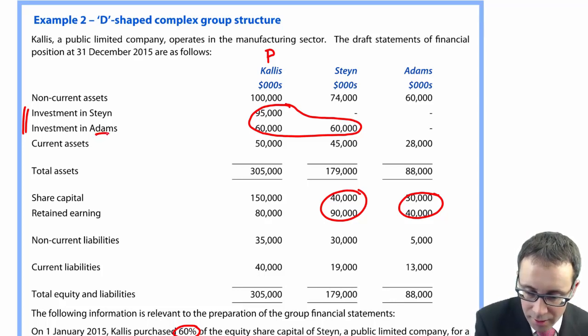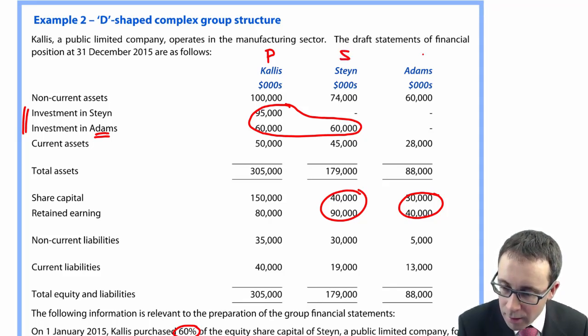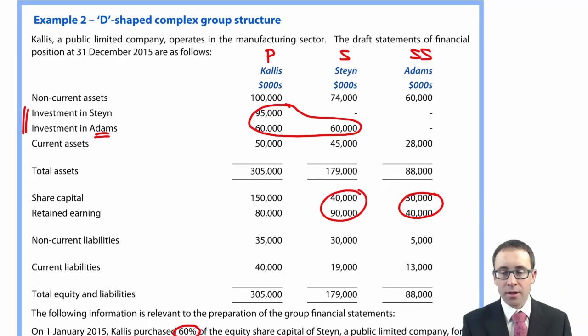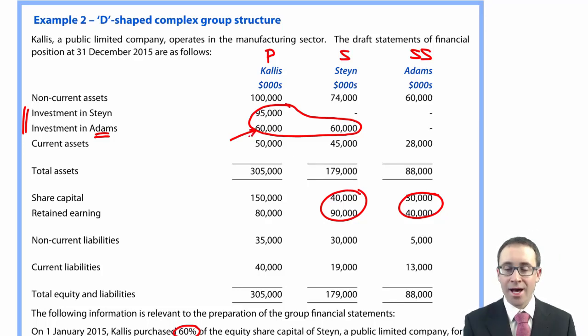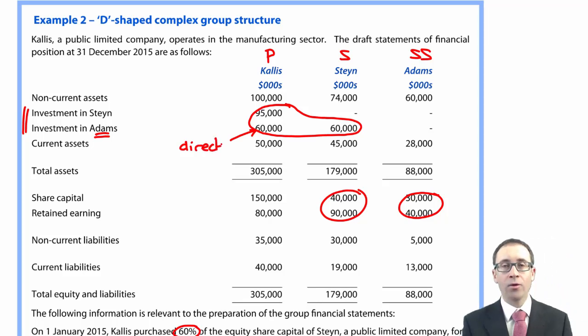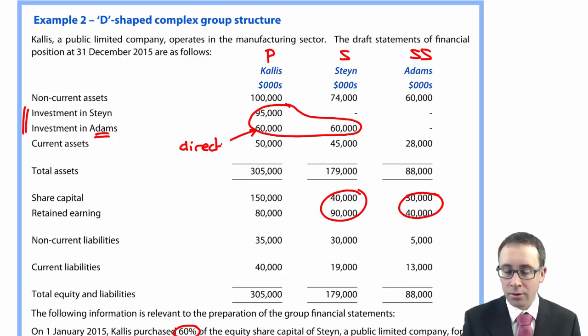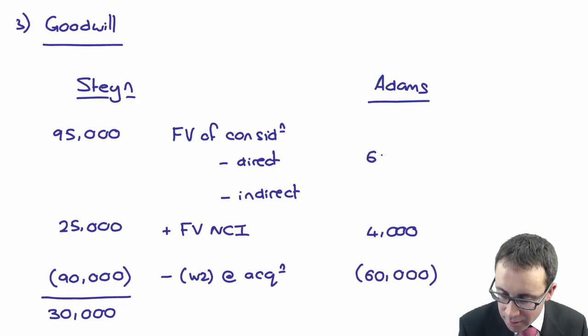Yeah, to what's there within the financial statements at the top. So remember, Stain is the sub, Adams is the sub-sub, and you can see there that Callis has a 60,000 investment in Adams. So that there is a direct holding, isn't it? So the direct holding, what the parent owns in the sub-sub, is 60,000.